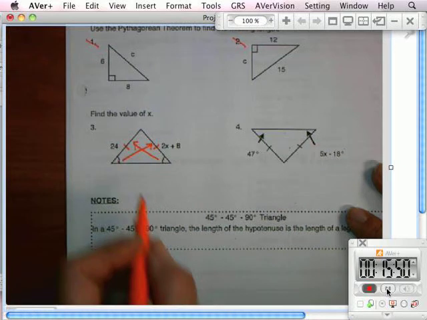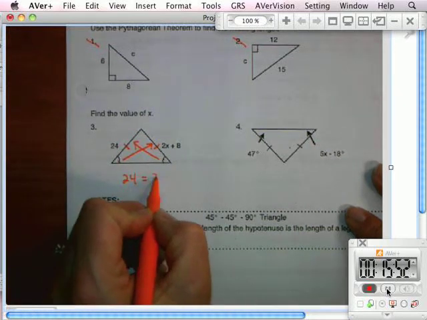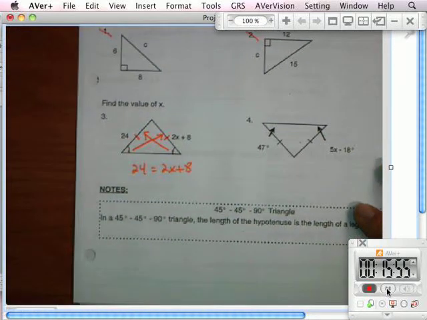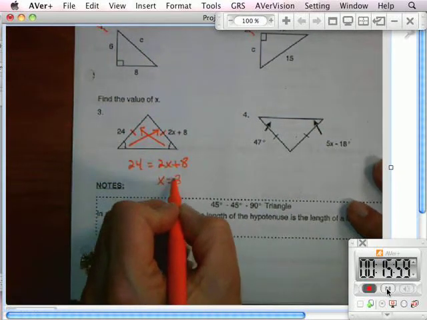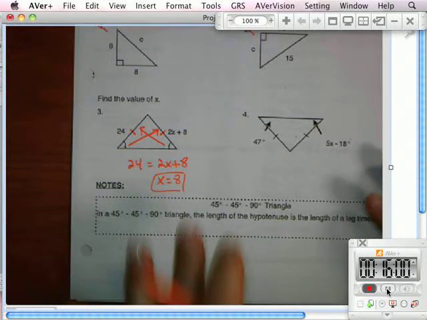So you have 24 equals 2x plus 8. And then when you solve it, you get x equals 8. We're not going to spend a lot of time on that because this is still review.